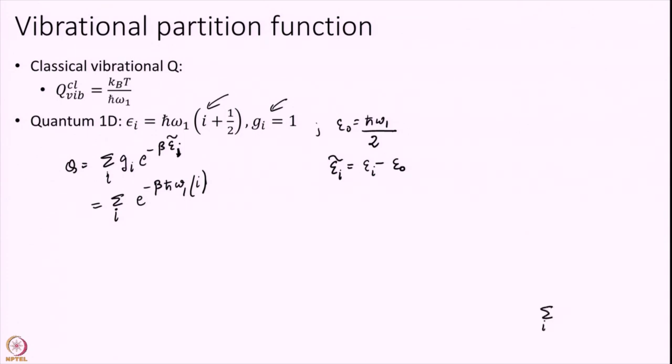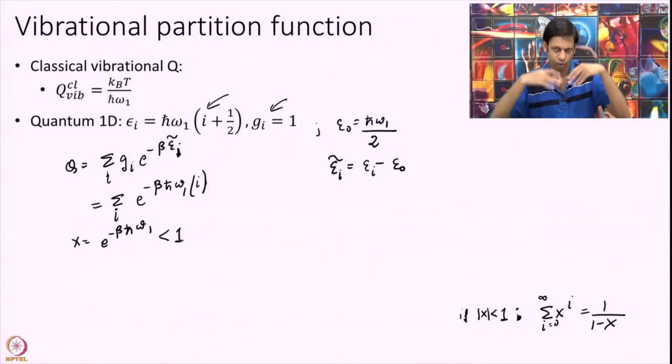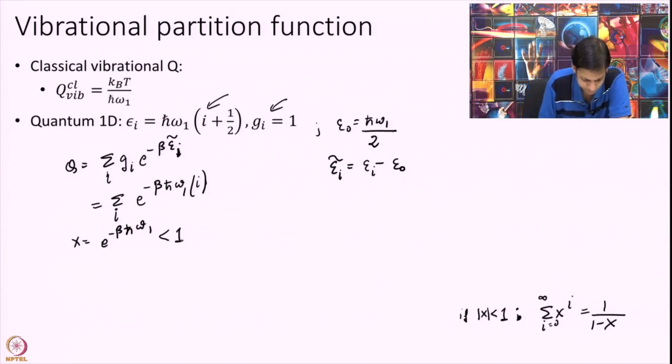Sum over x to the power of i, i equal to 0 to infinity, is equal to 1 over 1 minus x if x is less than 1. So, I am going to call my x as e to the power of minus beta h bar omega 1. Note that this is less than 1. You are taking the exponent of some negative number, since beta h bar omega 1 is positive. So, e to the power of something negative is less than 1. So, I can do this, it is equal to 1 over 1 minus x.